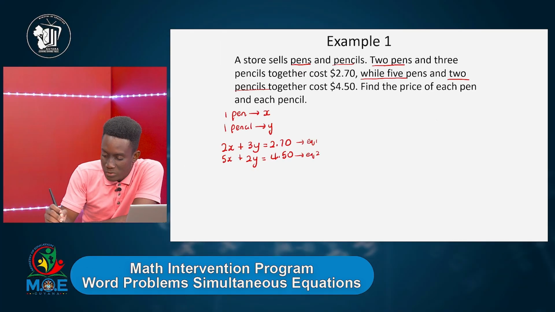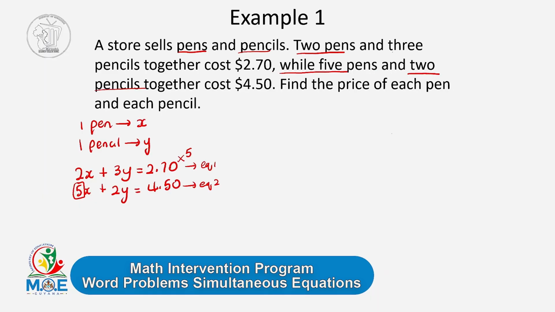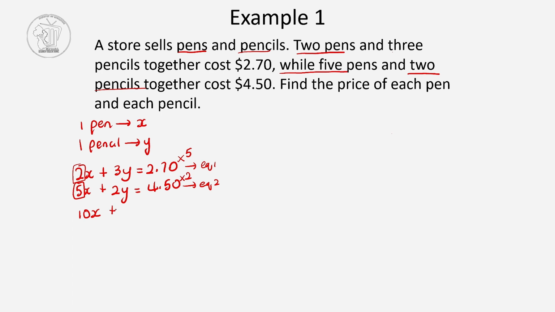So to make these two the same, we will multiply this entire top equation, which is equation 1, by 5. So this entire thing will be multiplied by 5. I multiply the entire bottom one by 2. So this is multiplied by 2. So 2x times 5 will give us 10x, plus 3y times 5 will give us 15y.